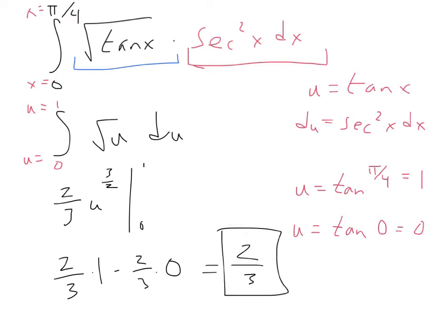Okay. So this was both a review of how we use this even powers of secant method and also how we change bounds when you do a u substitution.